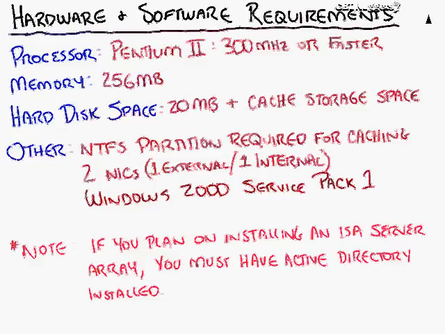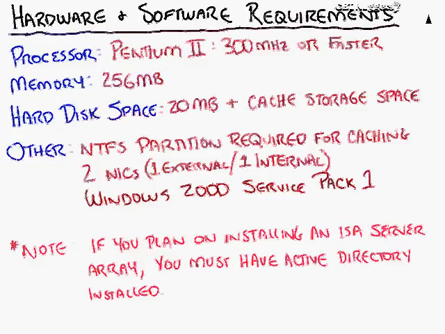What other requirements? Well, it does require an NTFS partition for caching. You can't use a FAT partition to do this. You do need to have two network interface cards, one attached to the external network, which is the internet, and one attached to the internal network. Now, in a lab environment, is it possible to simulate this? Maybe not even having any network cards. It actually is, and I'll show you how to do that a little bit later in this nugget.